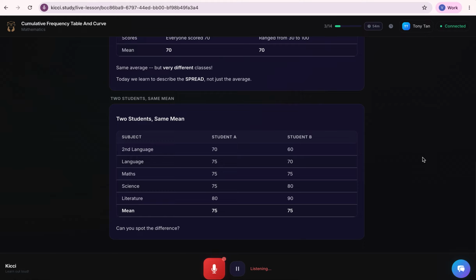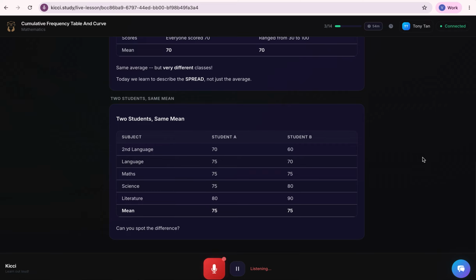Good calculating. Now, even though their average is identical, look at their individual scores. Can you tell how their performance differs from subject to subject? I think student B, his lowest is 60 and then highest is 90. The range is quite different than student A. Student A is almost 70 to 80. Spot on, Tony. Student B's scores range from 60 to 90, while student A's are clustered between 70 and 80. So even though their overall average is the same, student B has a much wider spread of results.